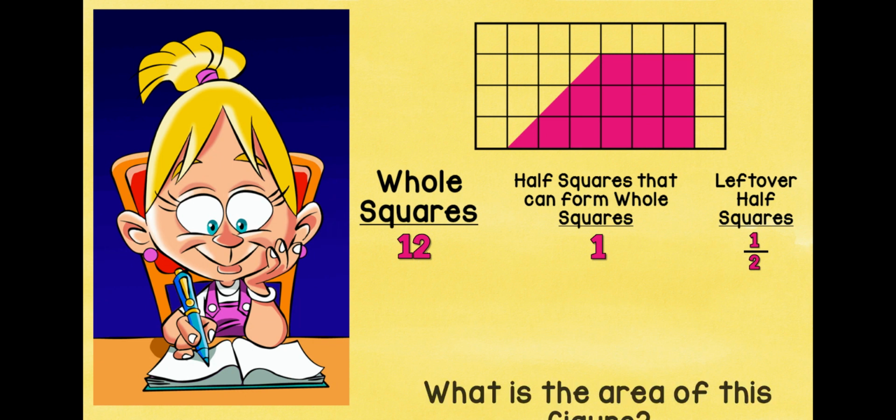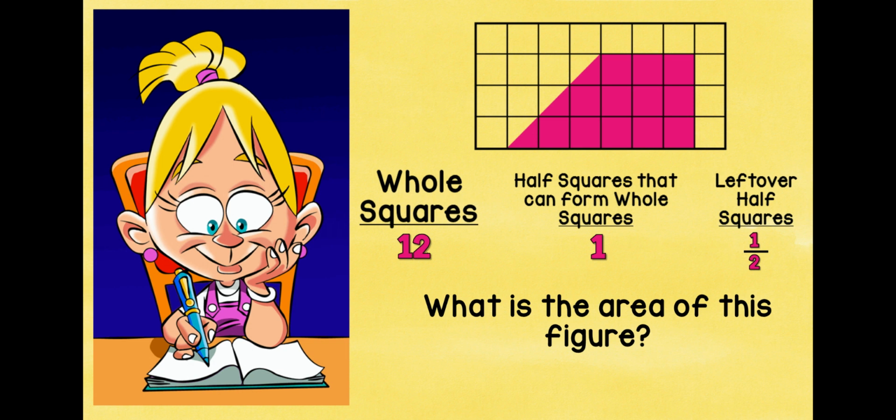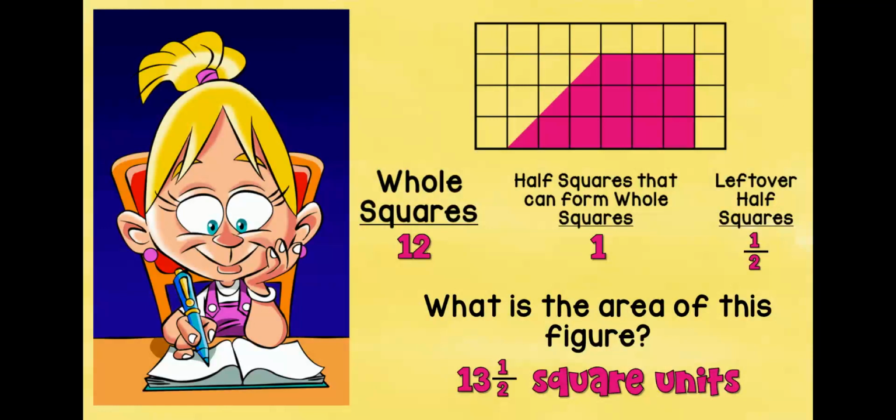So when I need to put that together to find my area, 12 plus 1 is going to make 13 whole squares plus our half. So we would just say our area is 13.5 square units. So always count out the whole squares first, and then try and piece together the halves to see if you can make another whole square.